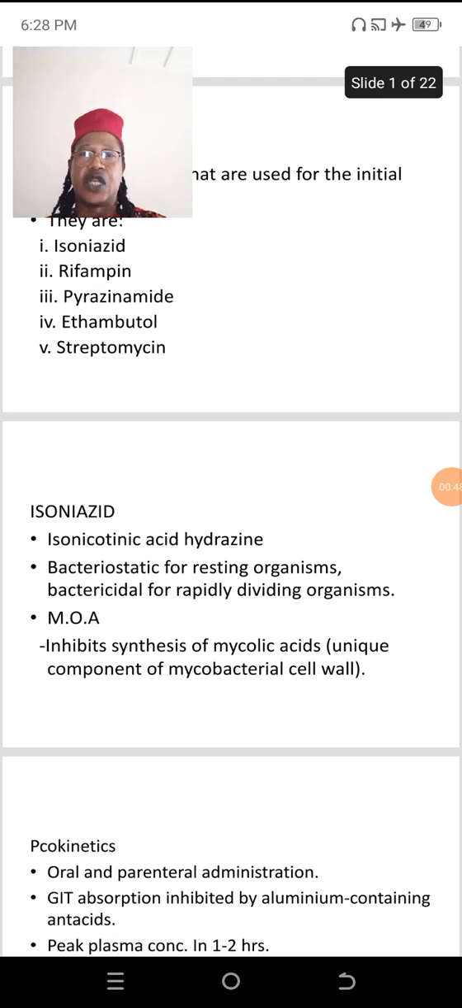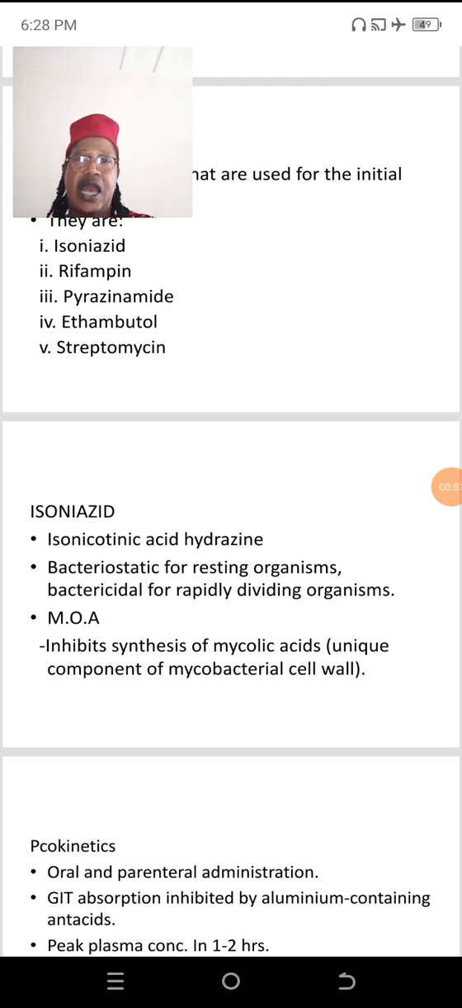At first, let's quickly look at isoniazid. Isoniazid is isonicotinic acid hydrazine, and it is bacteriostatic for resting organisms and bactericidal for rapidly dividing organisms. It acts by inhibiting the synthesis of mycolic acids.